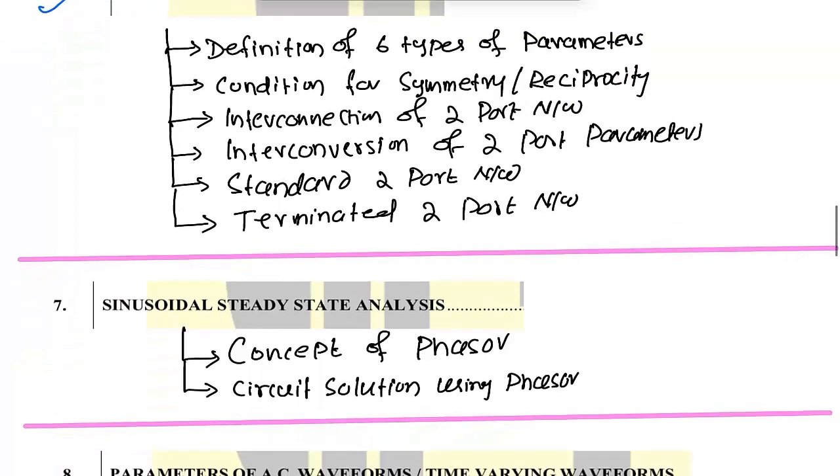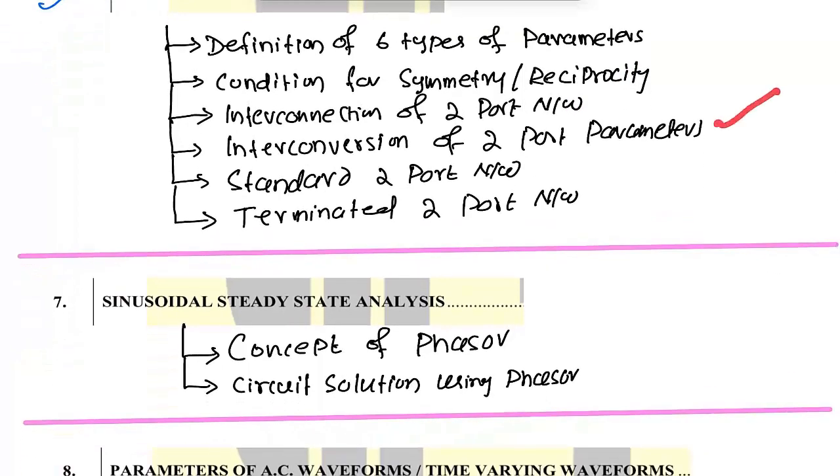Next, interconversion of two-port parameters. If a Z matrix is given to you, how to get the Y matrix from this? If a Z matrix is given to you, how to get the G matrix from this? These are called the interconversion of two-port parameters.